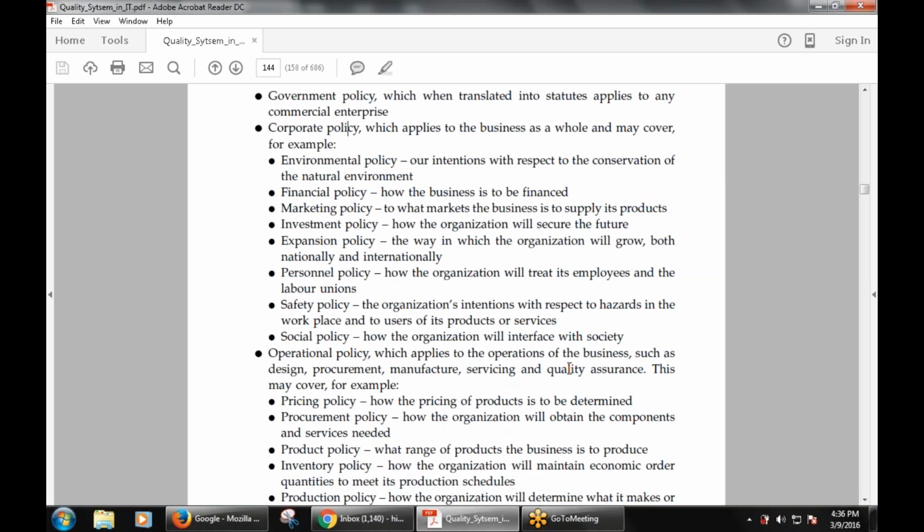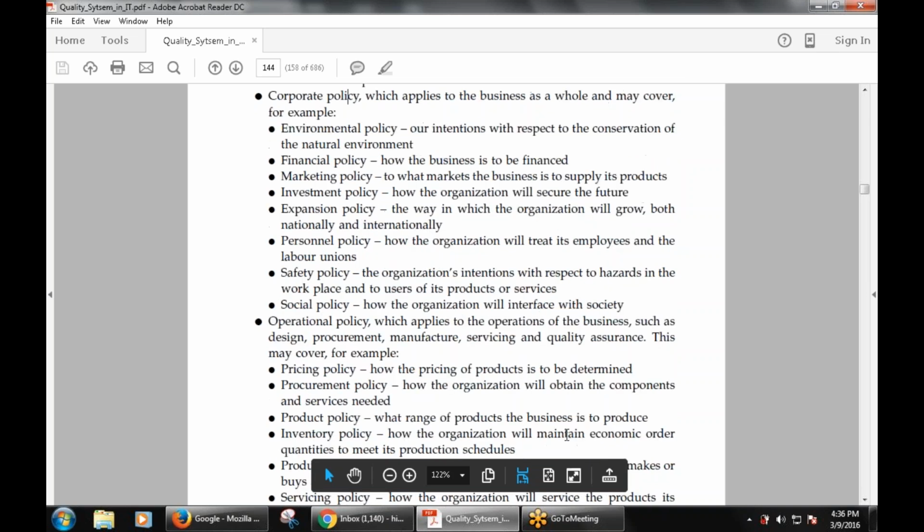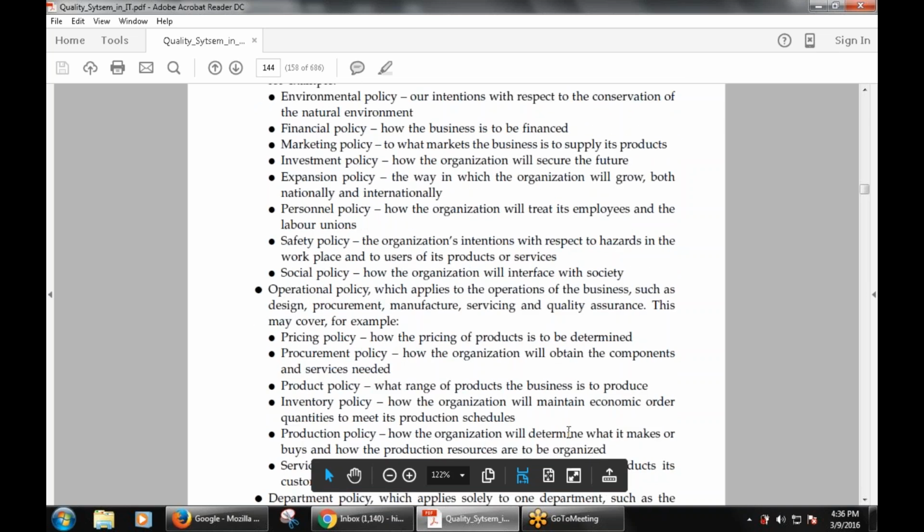So what are the various operations that will be carried out on the business? There is an operational policy that will be used in operating the business. And there is a document policy that is used for how the documents will be maintained. How the components and the services are needed is covered under the procurement policy.